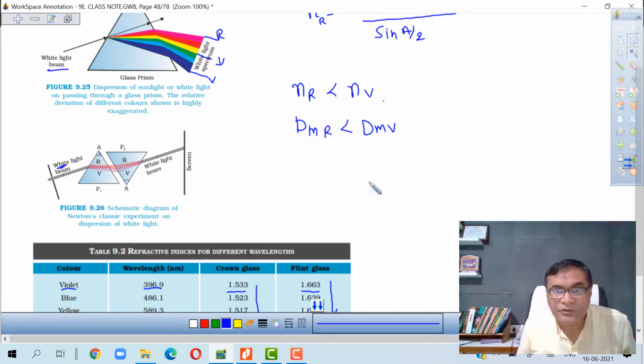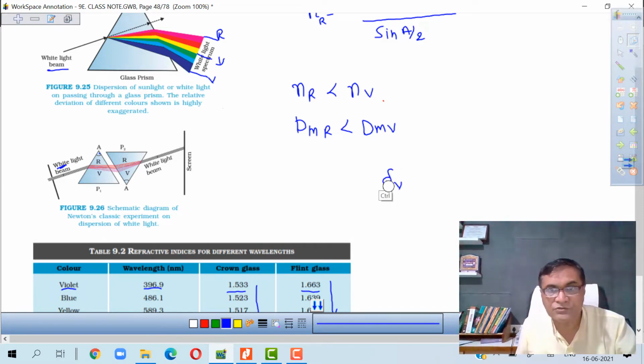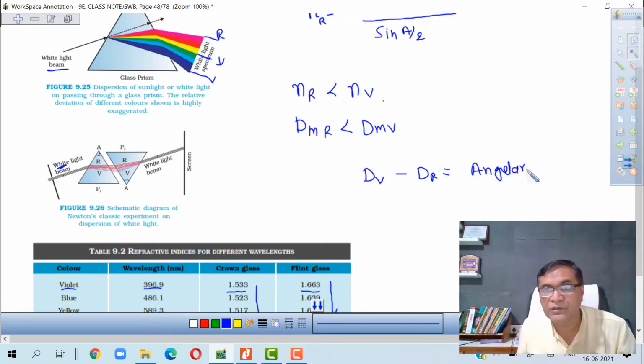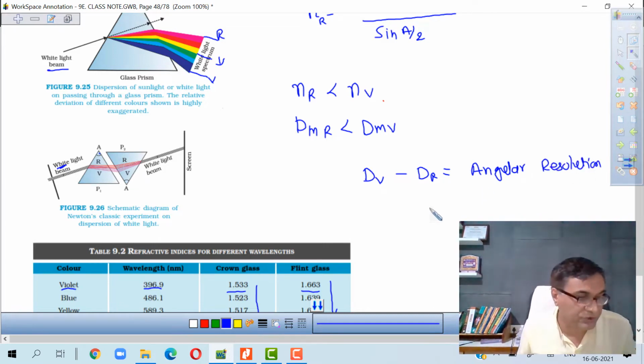So the deviation of violet color, I use symbol d, the deviation of the violet color minus the deviation of the red color is called angular resolution. dv minus dr is called angular resolution.